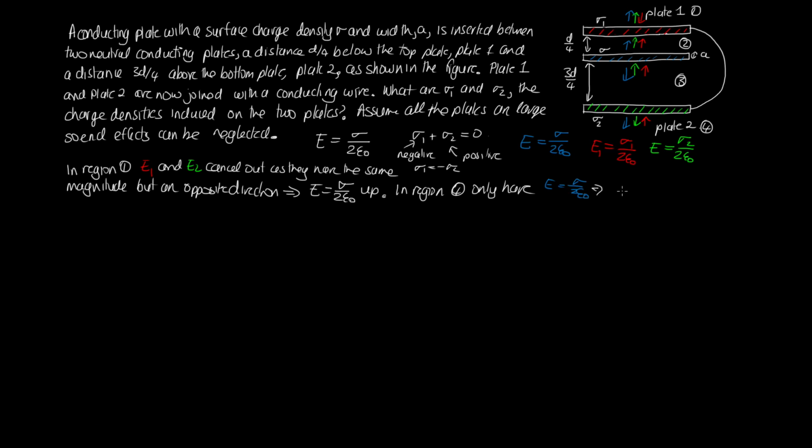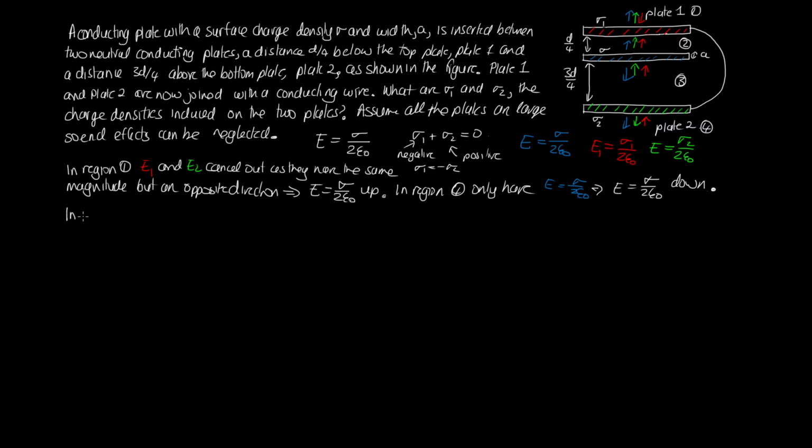So this tells us that E is equal to sigma over 2 epsilon naught, and in this case it's down. Okay, so we didn't have to do this for the problem, but we've done it anyway. Now, for solving this problem, we will care about the electric fields in region 2 and region 3.